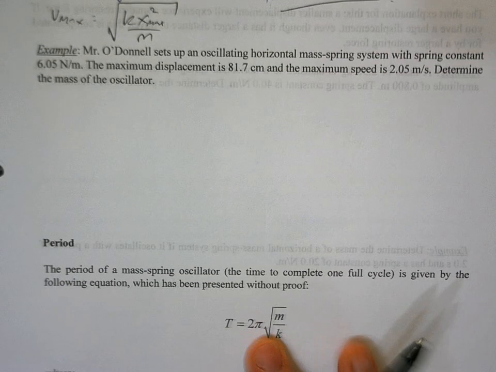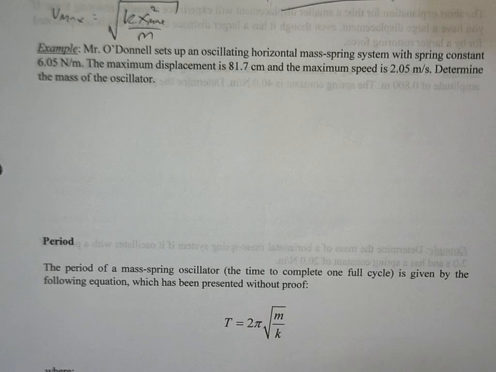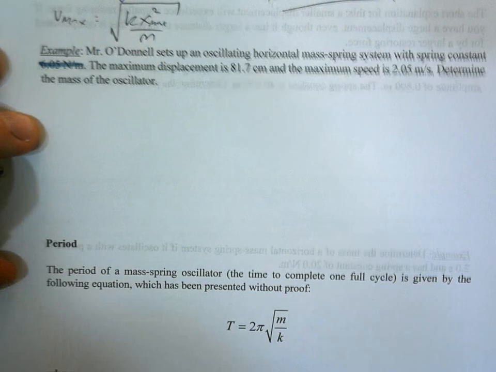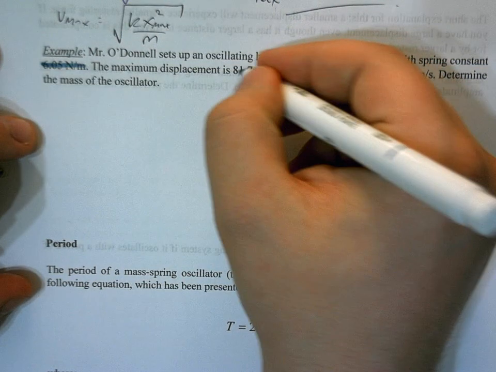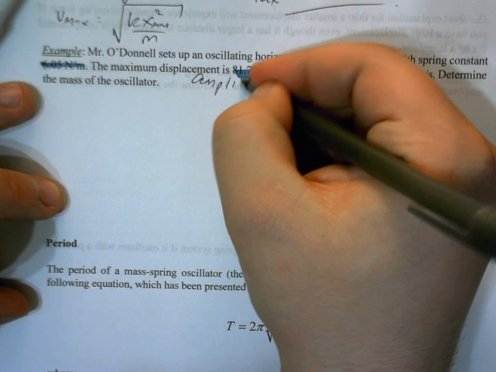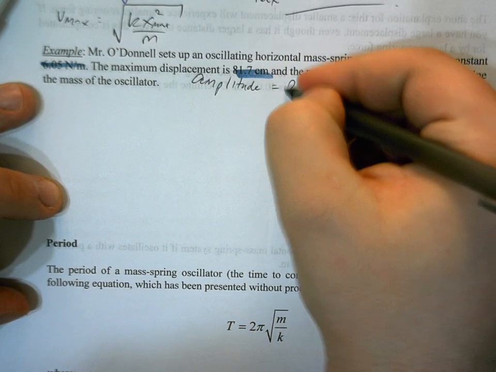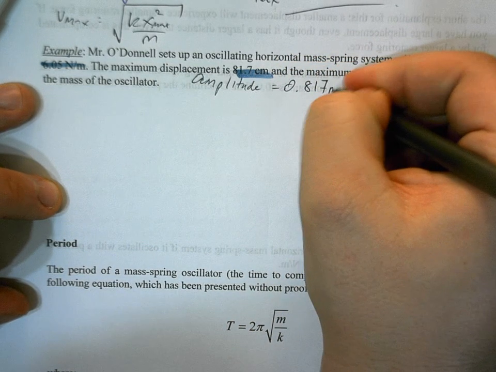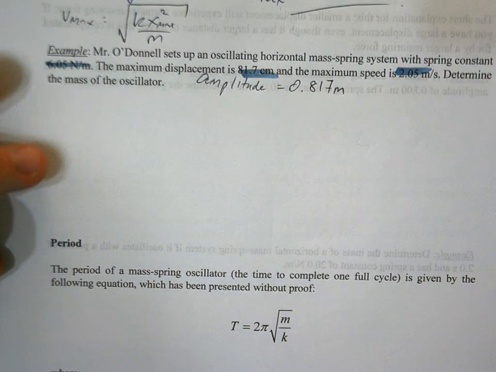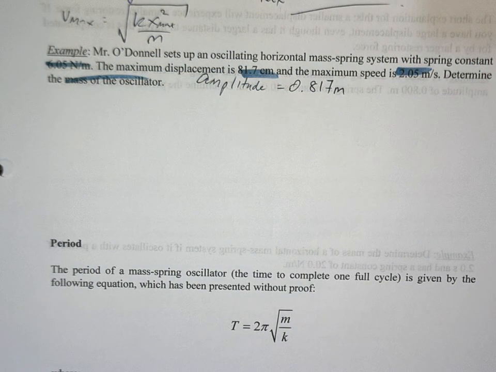All right, last one here. So I'm going to set up an oscillating horizontal mass spring system. Spring constant of 6.05 newtons per meter. Maximum displacement is 81.7 centimeters. So this is an amplitude. And we don't like centimeters. Let's put that in meters, 0.817 meters. And a maximum speed of 2.05 meters per second. Let's find the mass of this oscillator.